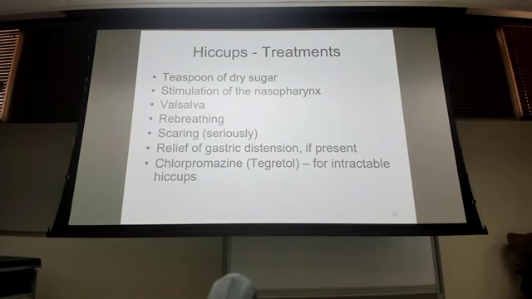Relief of gastric distension. If it's gastric distension that's causing irritation of the phrenic or the vagus nerve, relieve that distension. Sometimes it helps. And then Tegretol, chlorpromazine. It's an old antipsychotic, right?